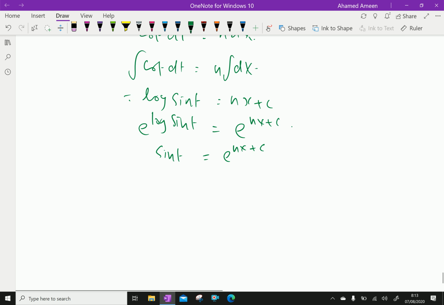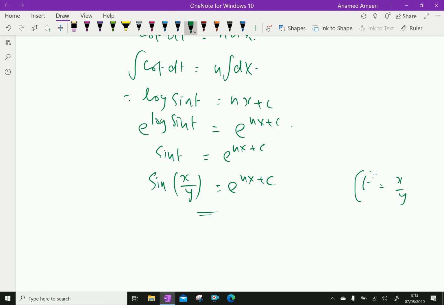Therefore sin t is sin of x by y, because t we already took as x by y, equal e power nx plus c, where t equal x by y. We got the solution. We have done.